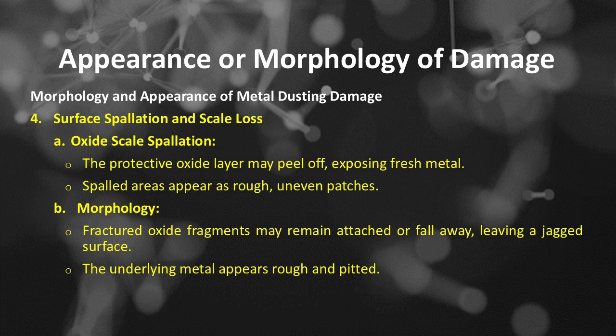Number 4 of morphology and appearance of metal dusting damage is surface spallation and scale loss. Number A. Oxide scale spallation includes the protective oxide layer peeling off, exposing fresh metal, with spalled areas appearing as rough, uneven patches. Number B. Morphology, such as fractured oxide fragments that may remain attached or fall away, leaving a jagged surface. The underlying metal appears rough and pitted.